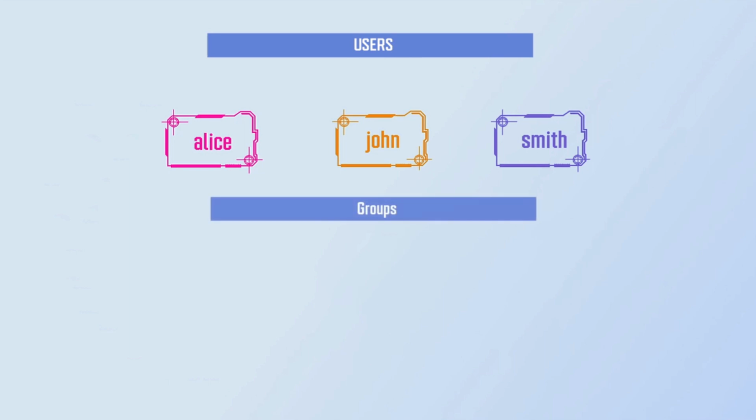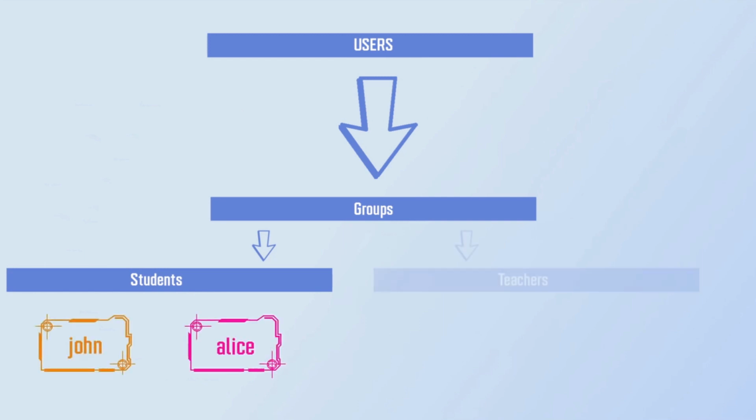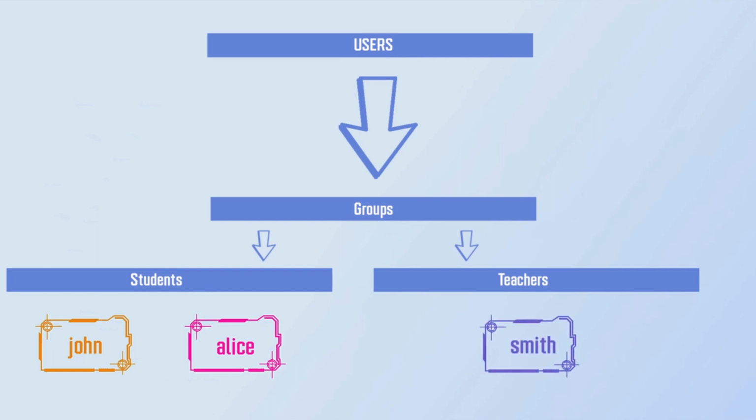Then we have groups. Groups is a very good method to organize the actual users on the system. For example, we could have students as one group, and then we can put all the users that are actual students, like John and Alice, in it. Then we could have a group called teachers, where we could put all the teachers, in our case, Mr. Smith, so each group can have multiple users in them.